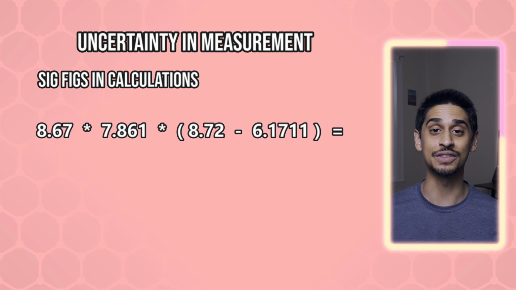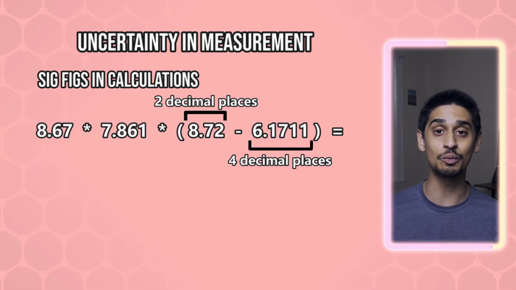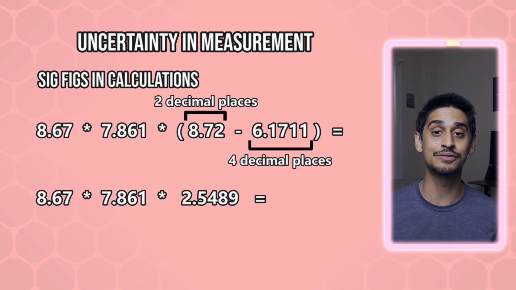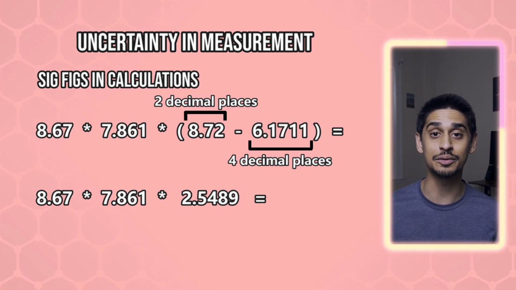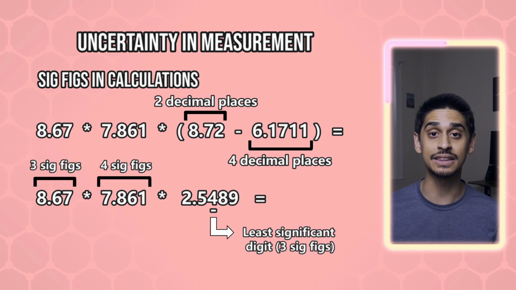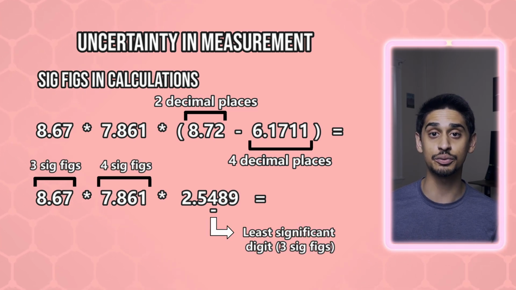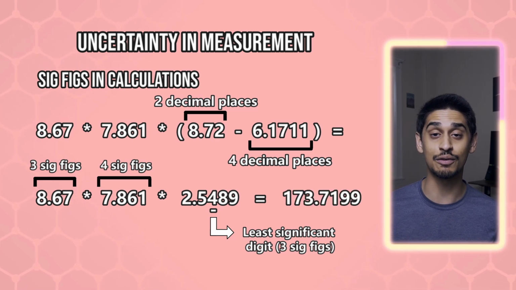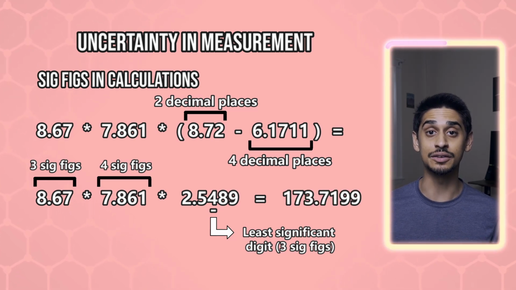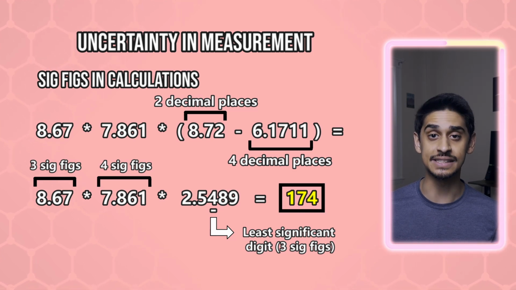Let's solve what's in the parentheses first. 8.72 minus 6.1711, we get 2.5489, and we'll use this for the rest of the calculation and don't round until the end. But we need to remember that the least significant digit is in the second decimal place and that there are 3 sig figs in this value. Multiply this out and we get something like this for our answer, but because we need to truncate to 3 sig figs, our final answer is 174.